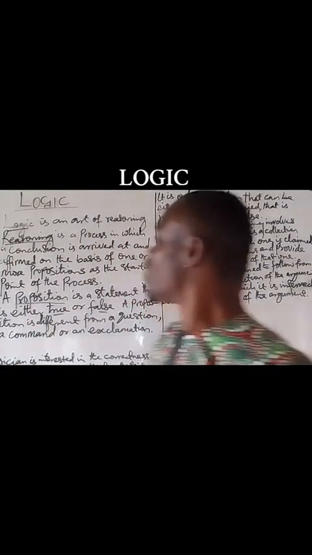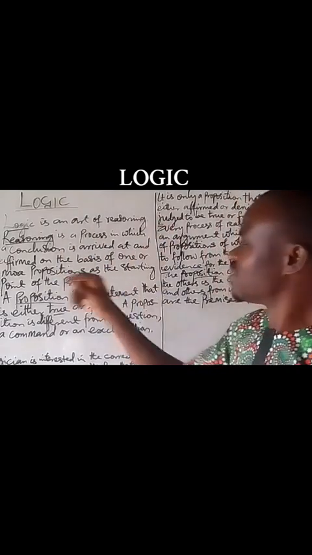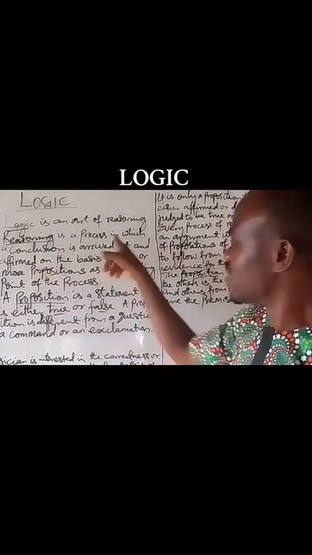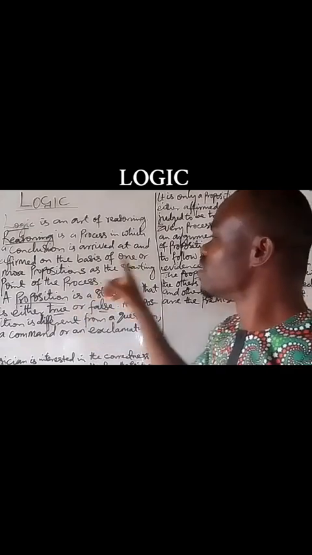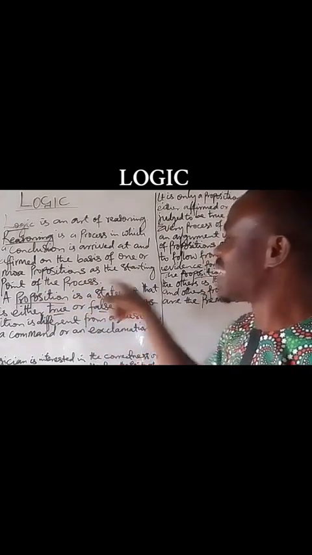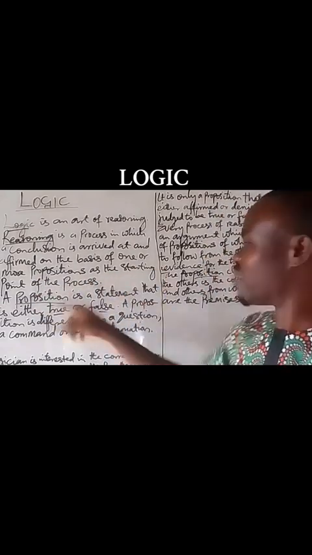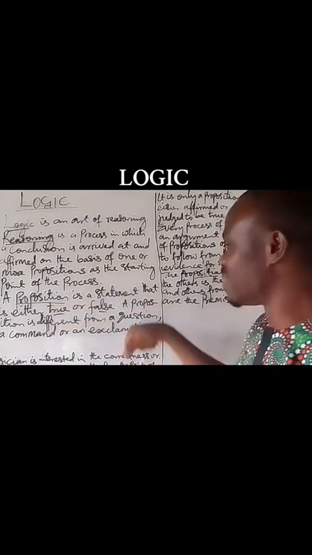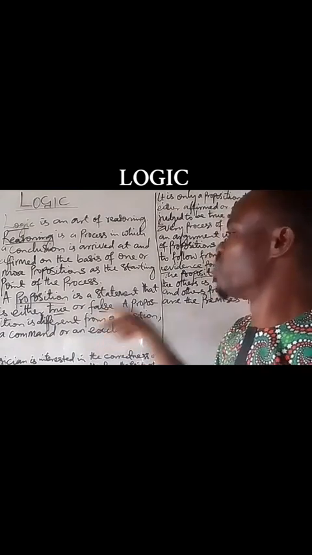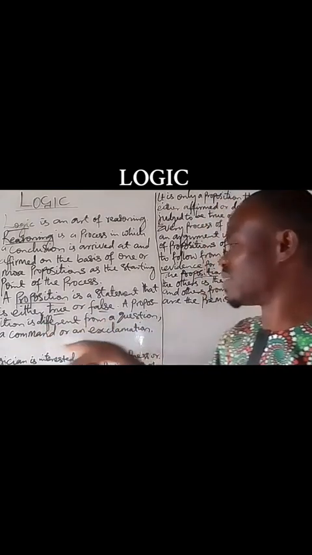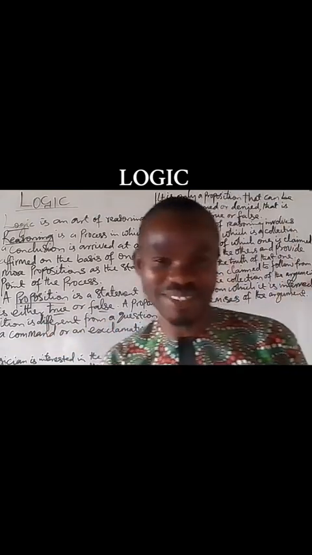So, logic is an art of reasoning. Reasoning on its own is a process in which a conclusion is arrived at and affirmed on the basis of one or more propositions as the starting point of the process. And a proposition on its own is a statement that is either true or false. A proposition is different from a question, a command, and an exclamation.